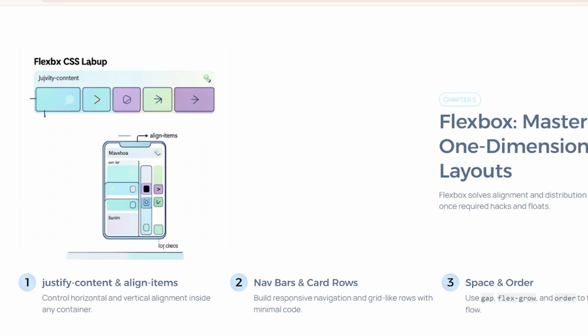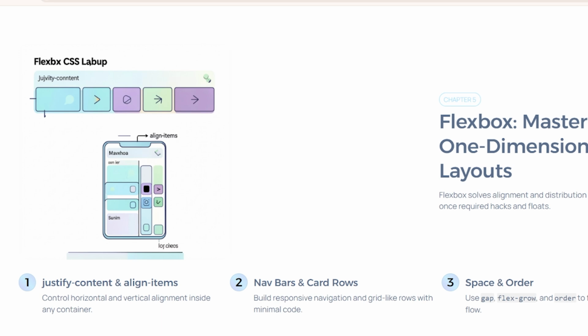First one is align content. Two important properties: the two alignment properties are justify content and align items. These control the horizontal and vertical alignments. If you want to move along the horizontal line in your website, you can use justify content. If you want to move along the vertical line in your web page, you can use align items.